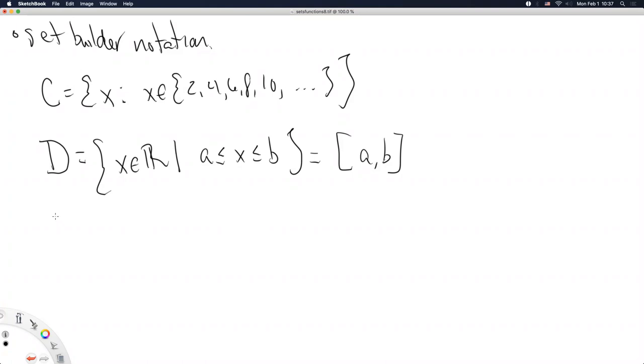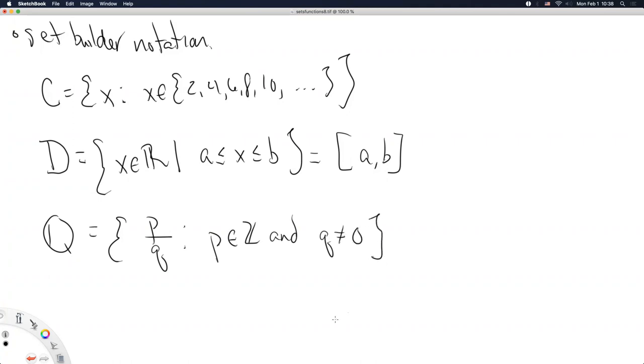Okay. So another one is the rational numbers. The rational numbers are all numbers that you can write as a fraction such that P is in the integers and Q is not equal to zero. Okay, this is pretty good.